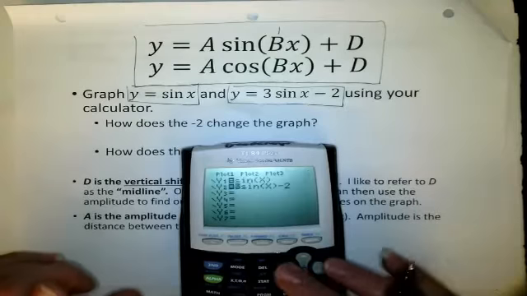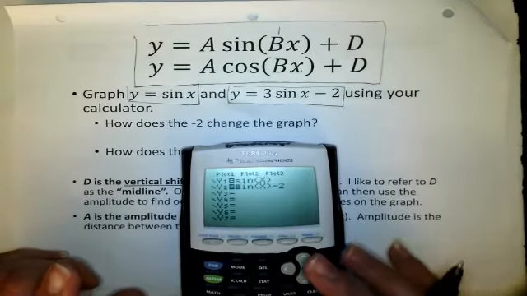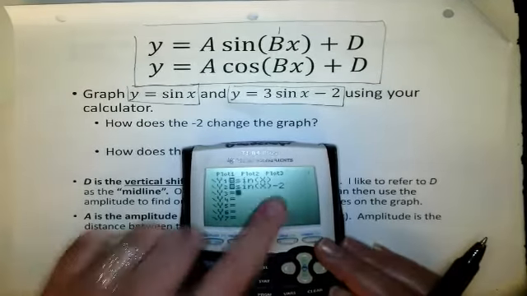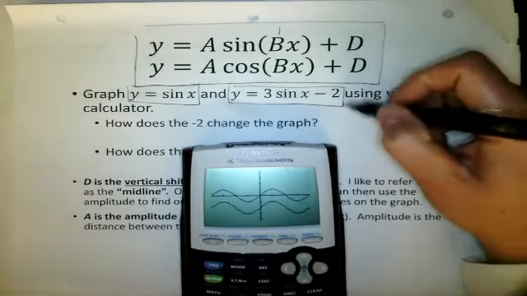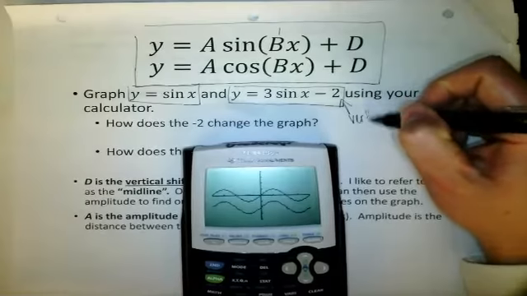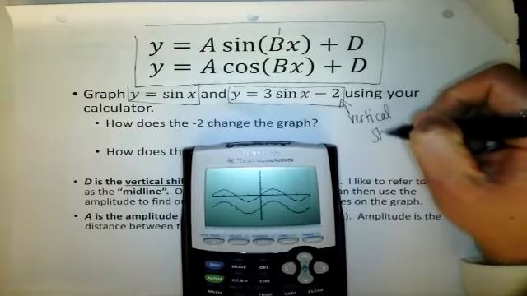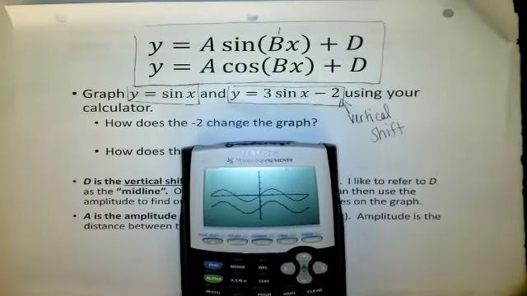Let me get rid of this 3 in front first. And so what does the minus 2 do? It shifts it down 2 units. That 2 is on the outside of the sine function, so it shifts it down 2 units. Okay. A bunch of waves. Very cool, right? So this is what we would call a vertical shift. That number on the outside is the vertical shift.